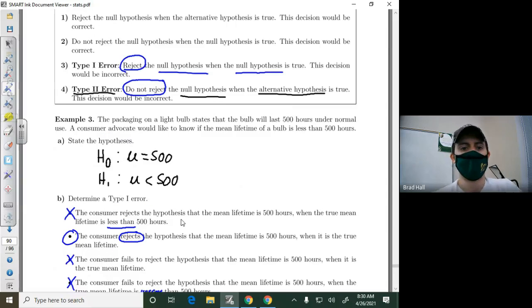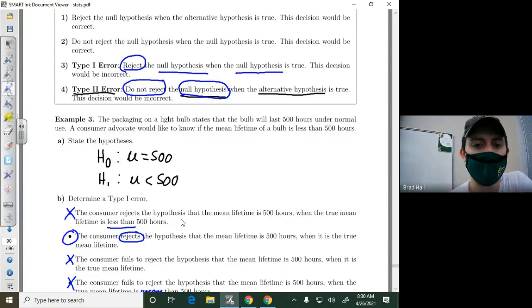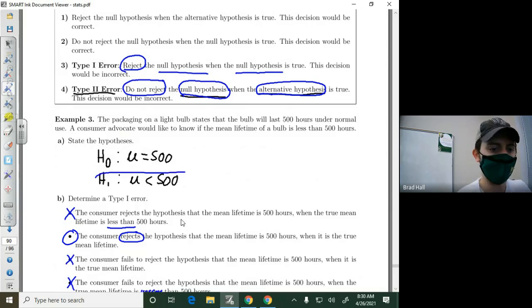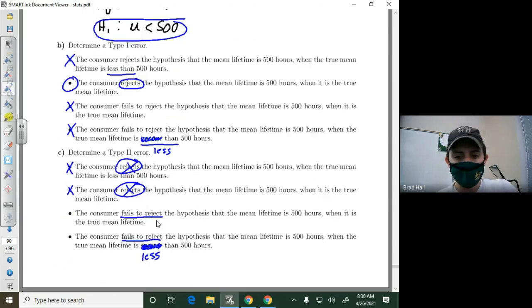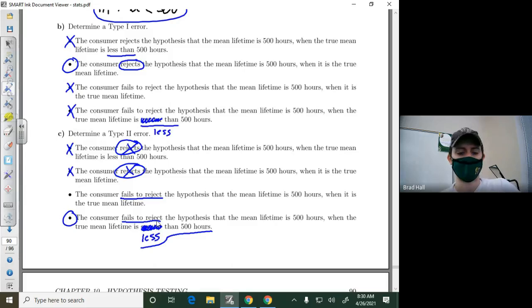Now, it says the null hypothesis should be stated first, and then in the following statement, the alternative hypothesis should be stated. The alternative hypothesis is less than 500, and we see that the last one actually does state less than 500. The third one doesn't say anything about less than at all, so it doesn't even acknowledge the alternative hypothesis. Our statement needs to acknowledge the alternative hypothesis because a type 2 error does that. So it has to be the last one.